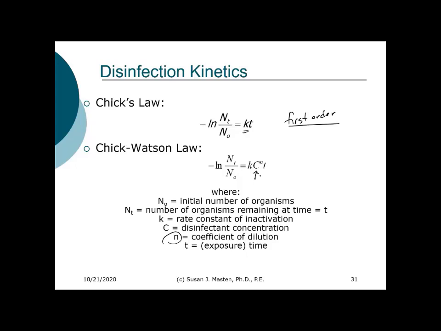Now, if C is constant, then this becomes K prime, and we now have a first order reaction again. So if C is constant, then we can multiply the product C to the nth power times K. That gives us K prime. It's a new constant, and we have a first order reaction. This is the whole concept or the basis of what we refer to as the CT concept, which we'll be talking about in more detail.